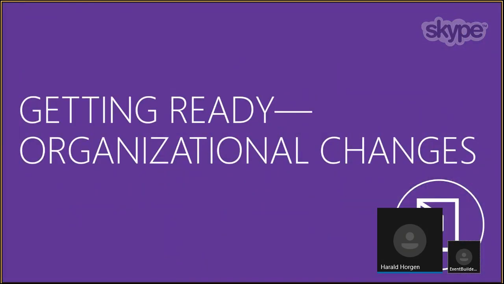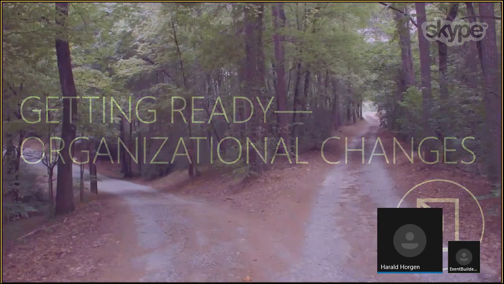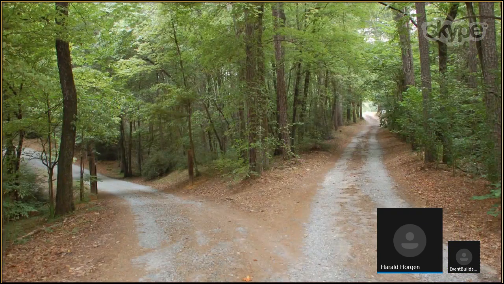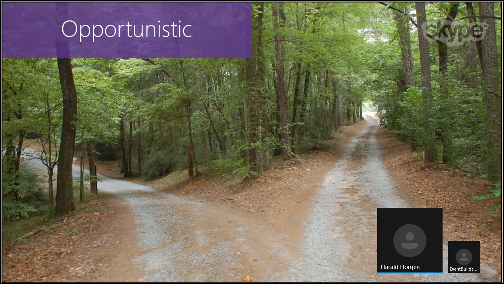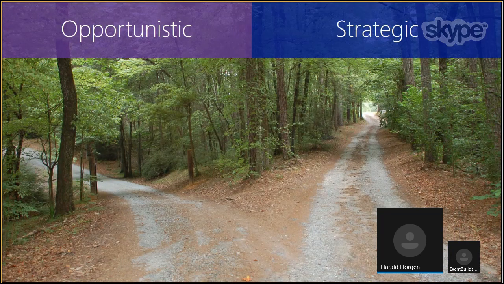So let's talk about this and the organizational change that's required. And this is where you have to make a very important decision. Is IP going to be opportunistic, or is it going to be strategic? And there's no wrong answer. It's just that you need to know what that answer is.